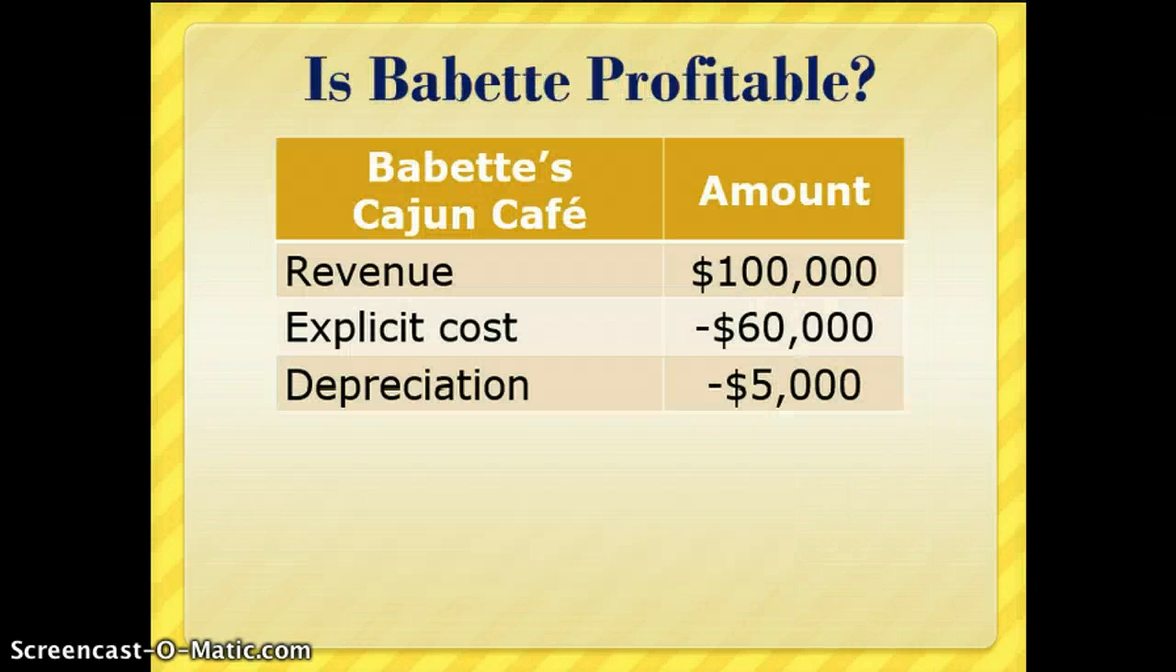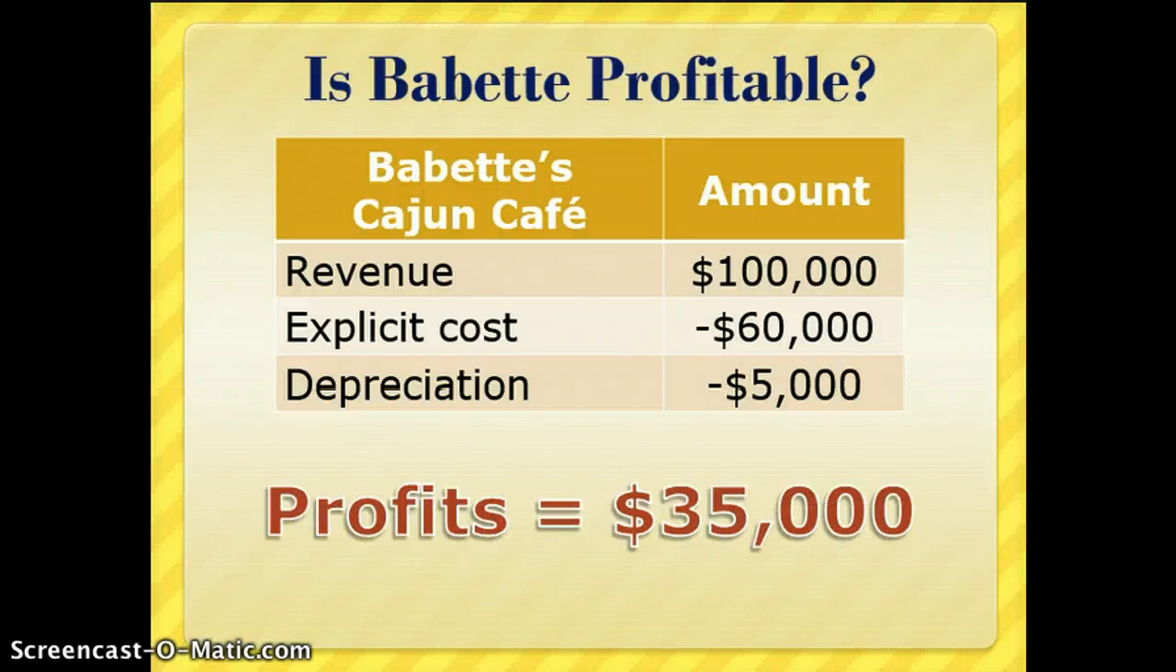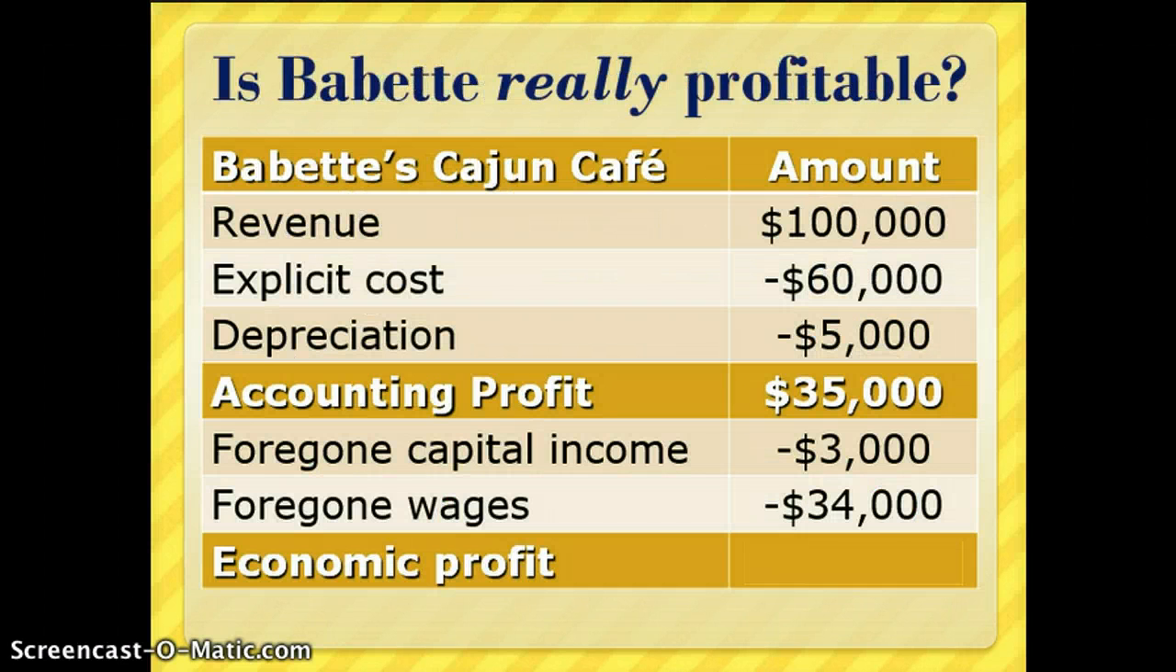Okay, so this is more the way of looking at it from an accountant's standpoint. If Babette's cafe has a revenue of 100,000, and the explicit costs are 65,000, you expect a profit of 35,000. But an economist would look at it differently.